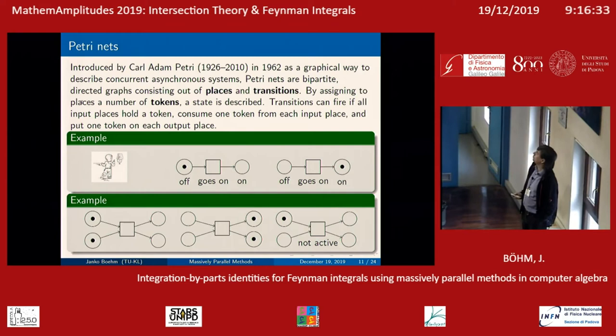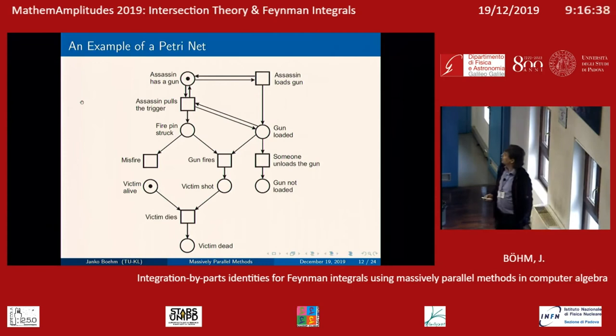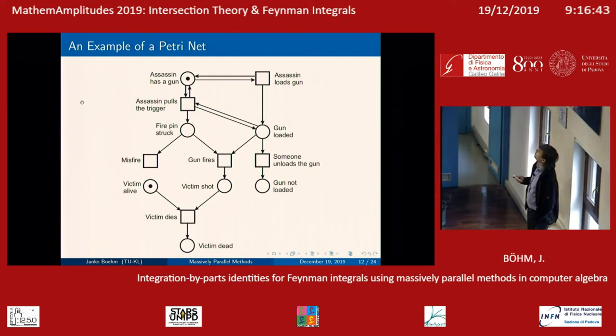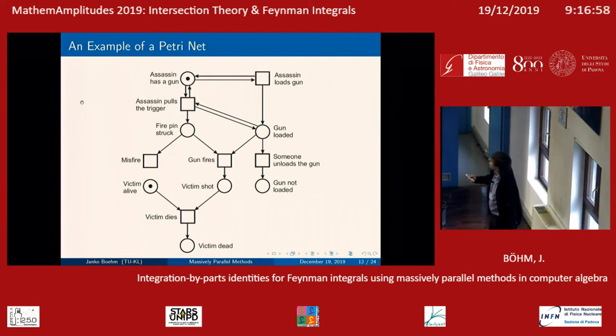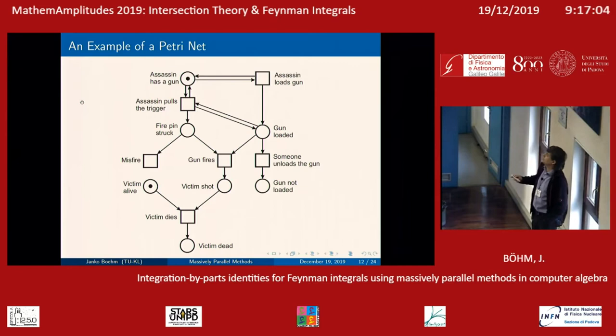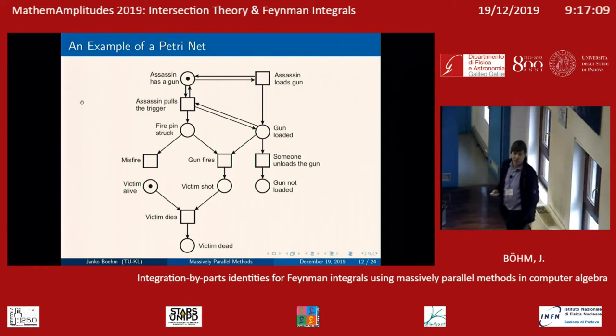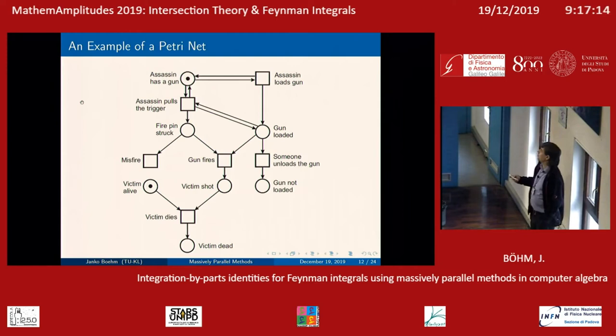Here's my favorite example of a real world Petri net. We have someone who wants to shoot someone else. So we have here the assassin. Here is a token, and the assassin has to load the gun, then the gun is loaded, so there will be a token here, the assassin pulls the trigger, the fire pin is struck, you can get a misfire, or the gun fires. So this is a randomized way to execute such a Petri net. This could fire or that, so the guy could be lucky or not, right? So you have to take that into account in your algorithm. It's always a randomized algorithm. Someone could unload the gun, the victim is shot, then the victim dies.